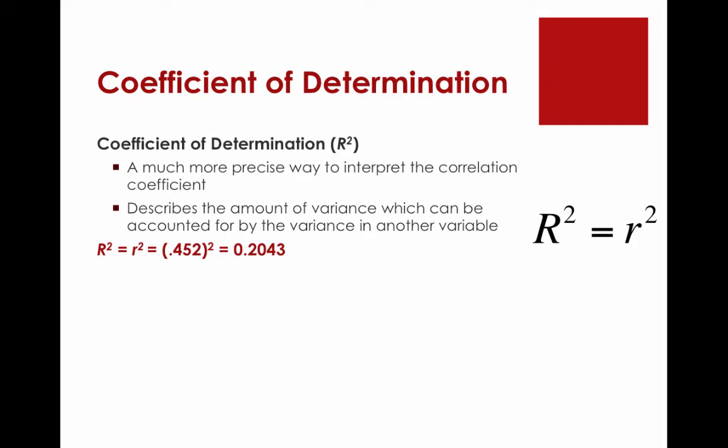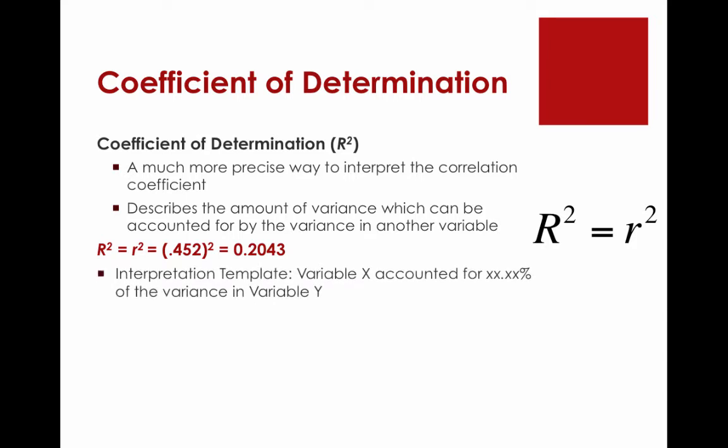Multiply by 100. So when we do that, we then go ahead and use this template to interpret our coefficient of determination. Variable x accounted for so much percentage of the variance in variable y. So you must convert your coefficient of determination to a percentage by multiplying it by 100. This is what you do when you are interpreting your coefficient of determination. If I'm just asking for your coefficient of determination, give me the decimal. But if you're going to use it in an interpretation, you must report it and calculate it as a percentage.